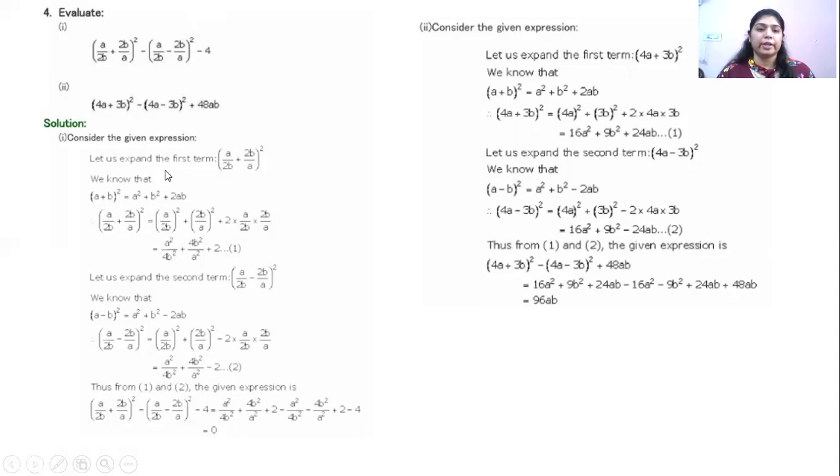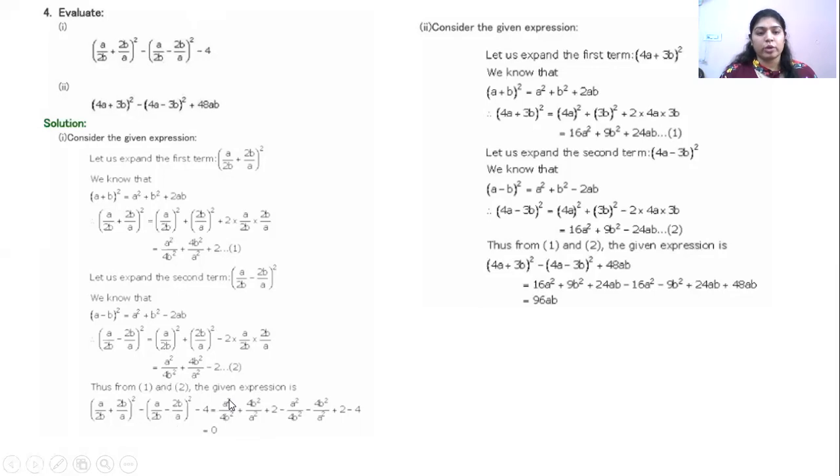But if you find some difficulty, then just expand the first term, (a by 2b plus 2b by a) whole square, which has the formula of (a plus b) whole square. Expand this one and consider it as equation number 1. Then expand the second term, (a by 2b minus 2b by a) whole square, having the identity (a minus b) whole square. Consider this as the second term, then put the values in the given expression. See, a square by 4b square plus 4b square by a square plus 2, minus sign as it is.